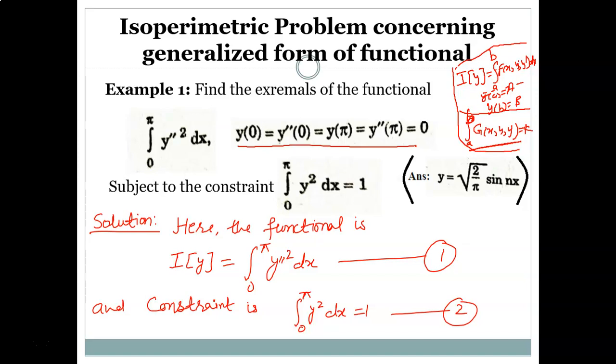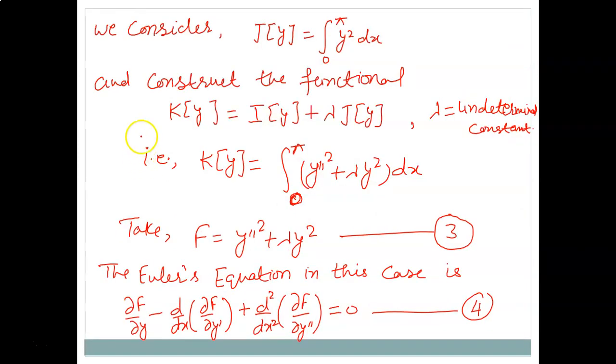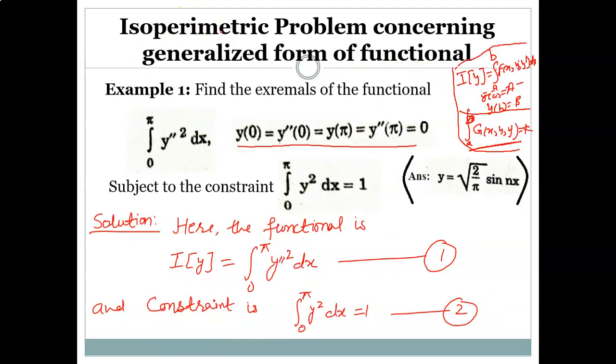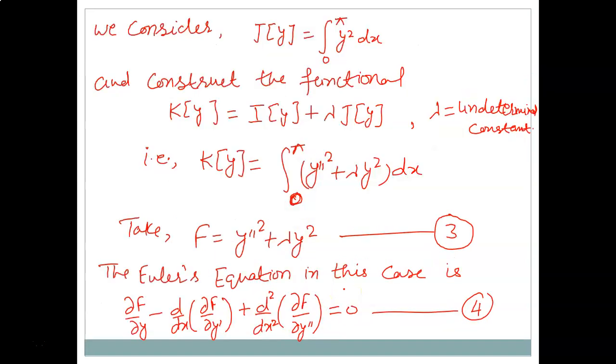The first step is the construction of a functional. So I consider here this as I[y] and this part as J[y]. So construct the functional in this form, I[y] plus lambda J[y], where lambda is an undetermined constant. So K[y] can be written as the integral from 0 to pi of y double dash square plus lambda y square dx. Now we take here f as y double dash square plus lambda y square.